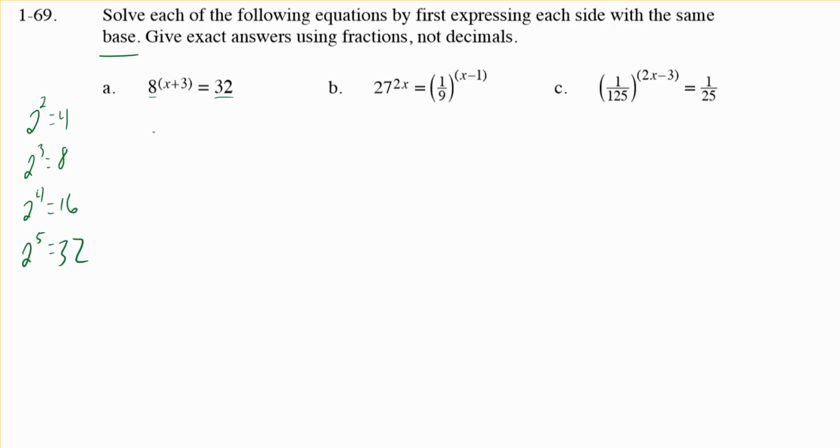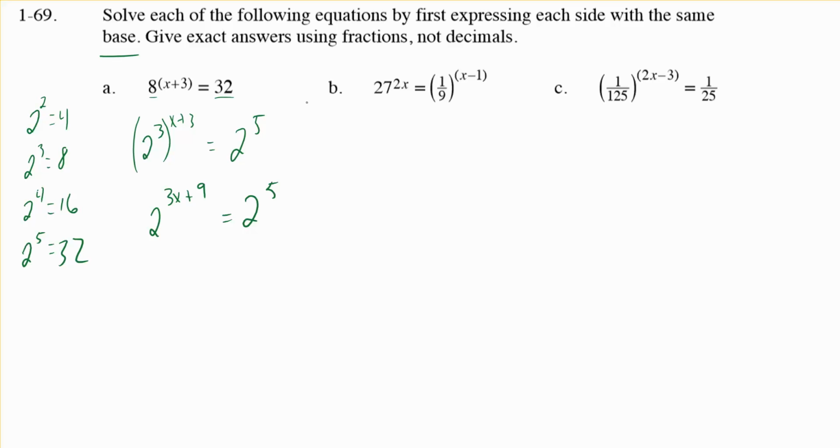So 8 is 2 cubed, so 2 cubed to the x plus 3. And 32 is just 2 to the 5th. So we've got the same base. So now we can kind of do our properties of exponents. If I have a power to a power, I multiply them. So I've got 2 to the 3x plus 9 equals 2 to the 5.